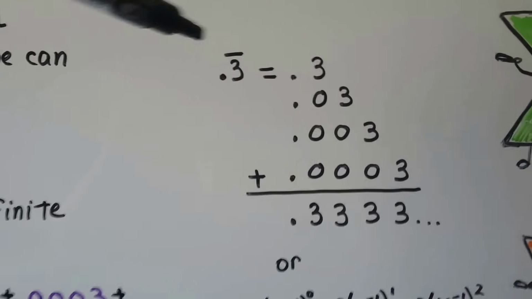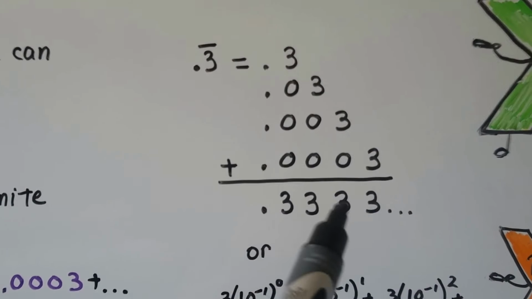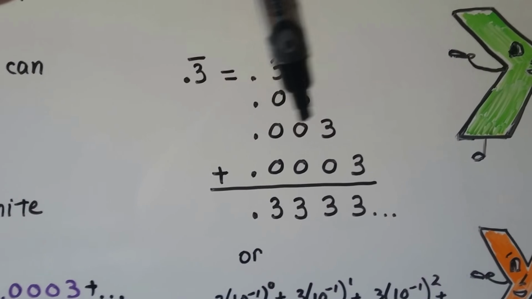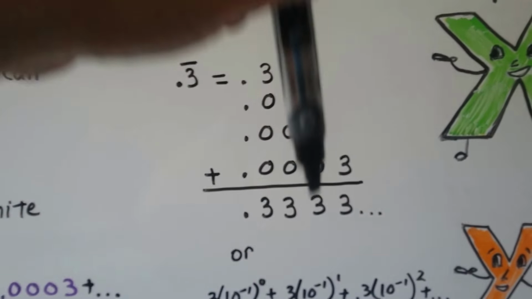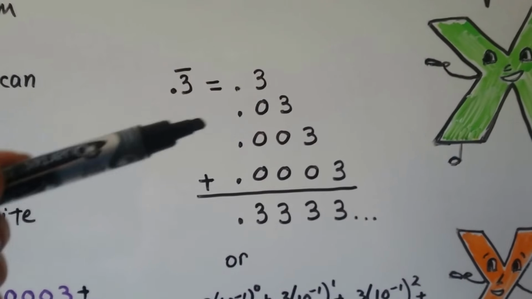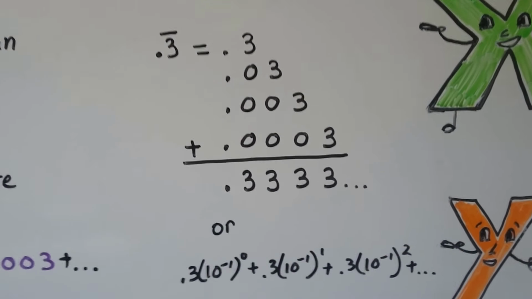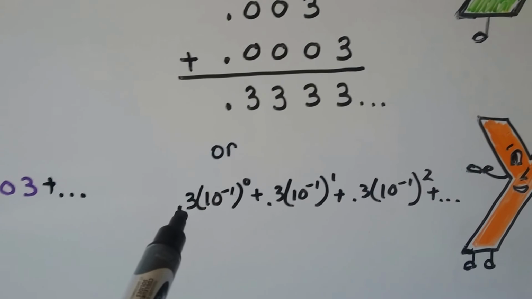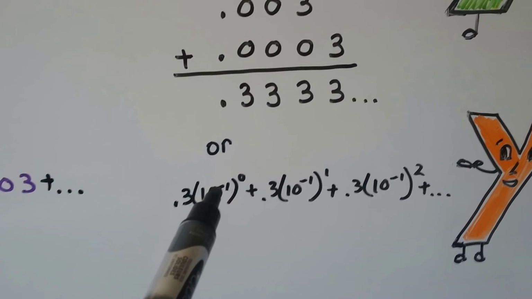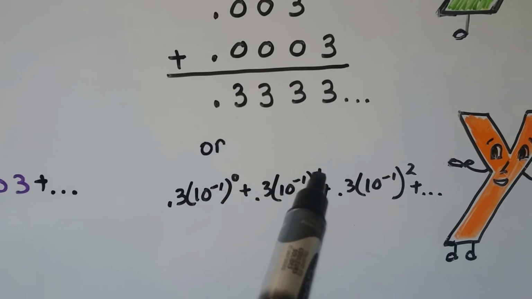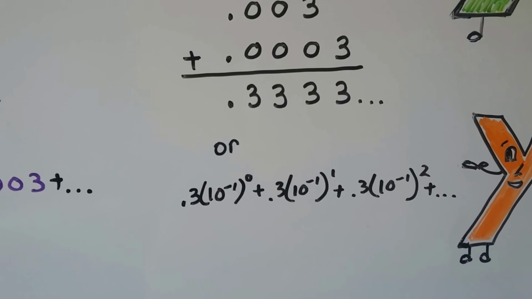Well, if we had 3 repeating like this, 0.33333, what we would be doing is we would be adding a 0 each time so that 3 would come down. See? So each time we added a term, it would have another 0. See that? We could also look at it like this. 0.3 times 10 to the negative first power raised to the 0 power, then raised to the first power, raised to the second power. See that?